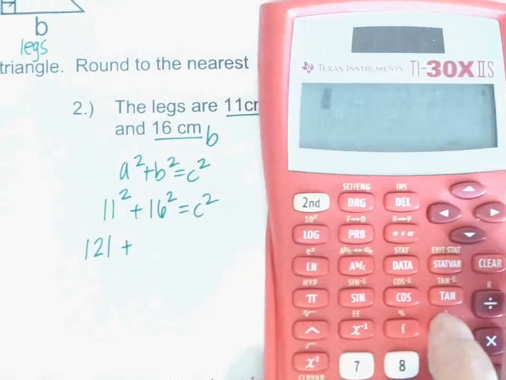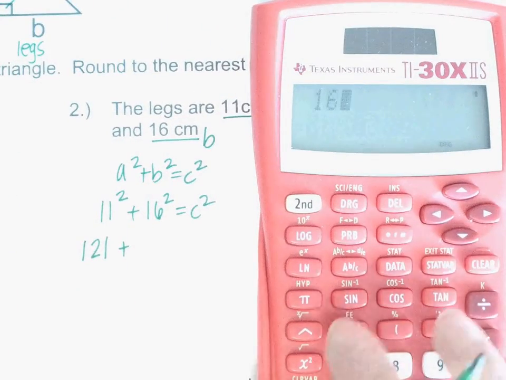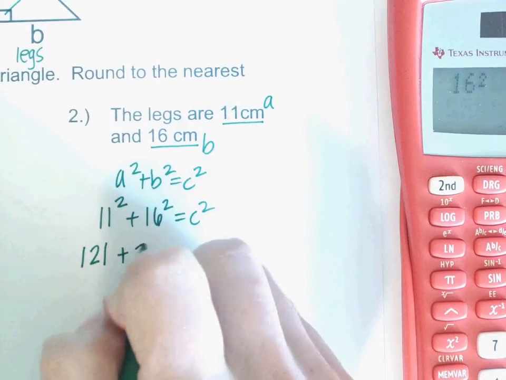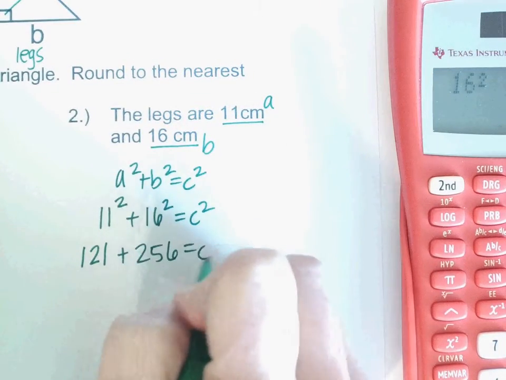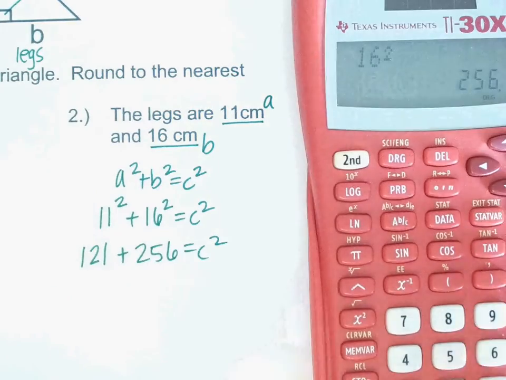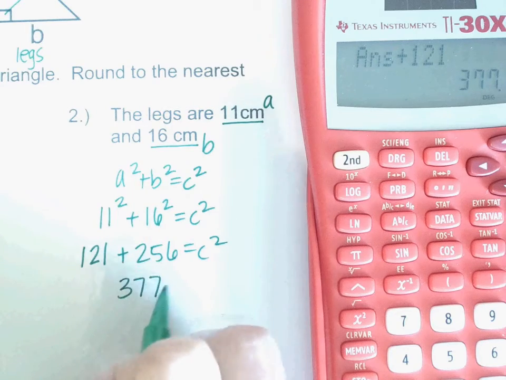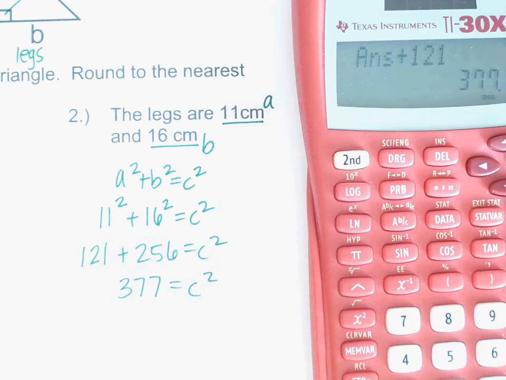So I brought my calculator over to help. 16 squared, we get 256. So I'll put that in there. Then my next step is to add this up. So 256 plus 121, we get 377 equals c squared.